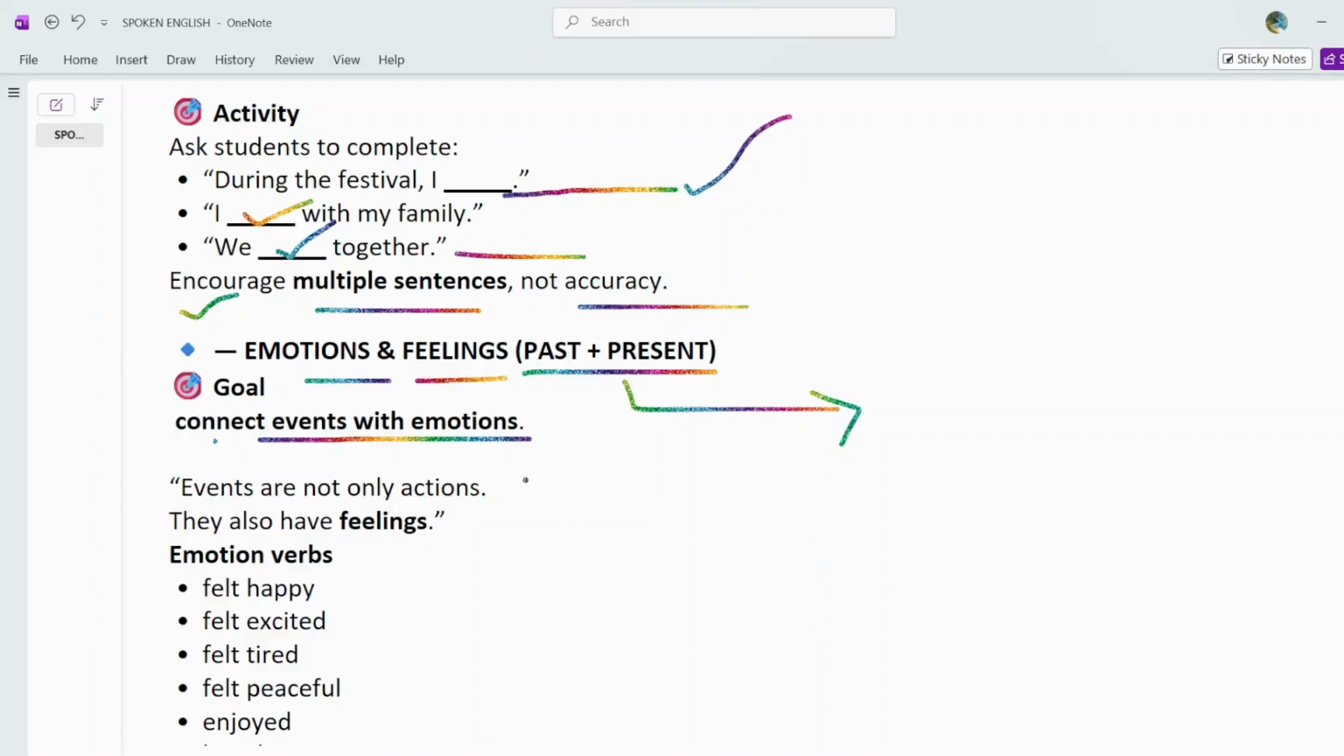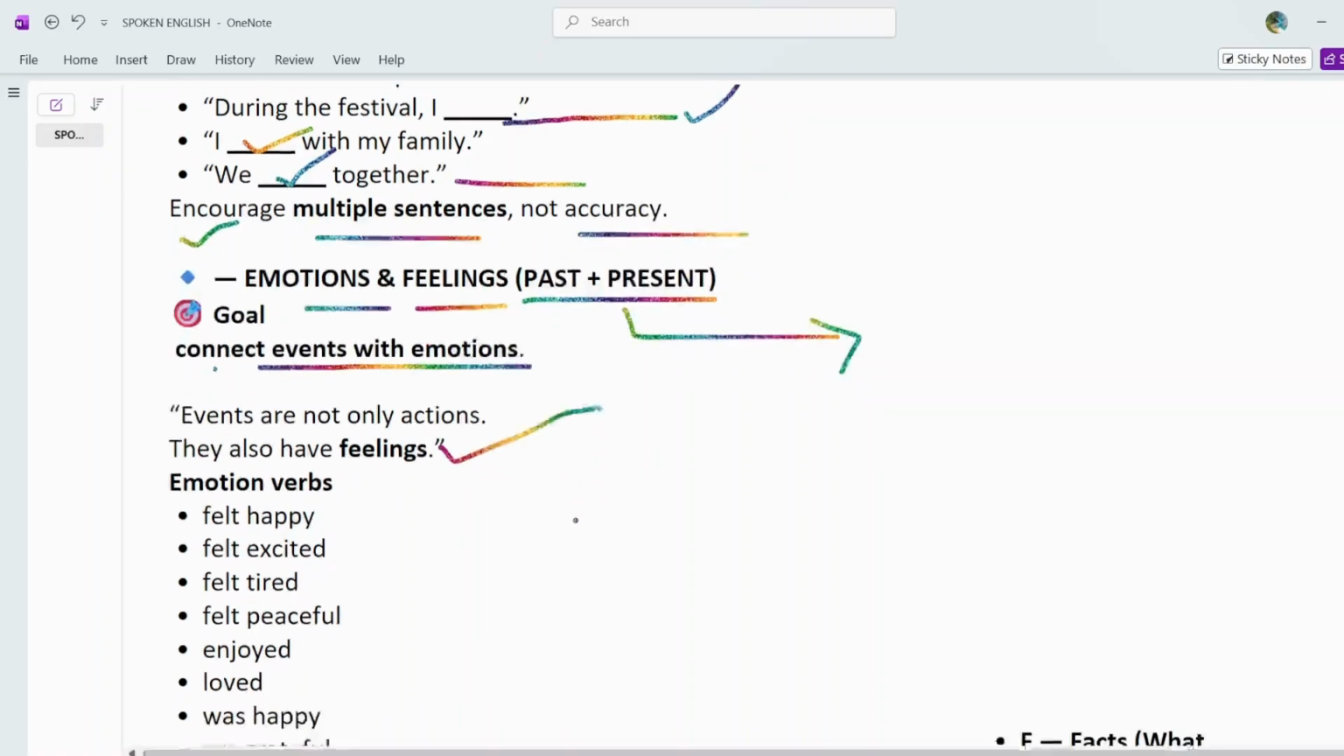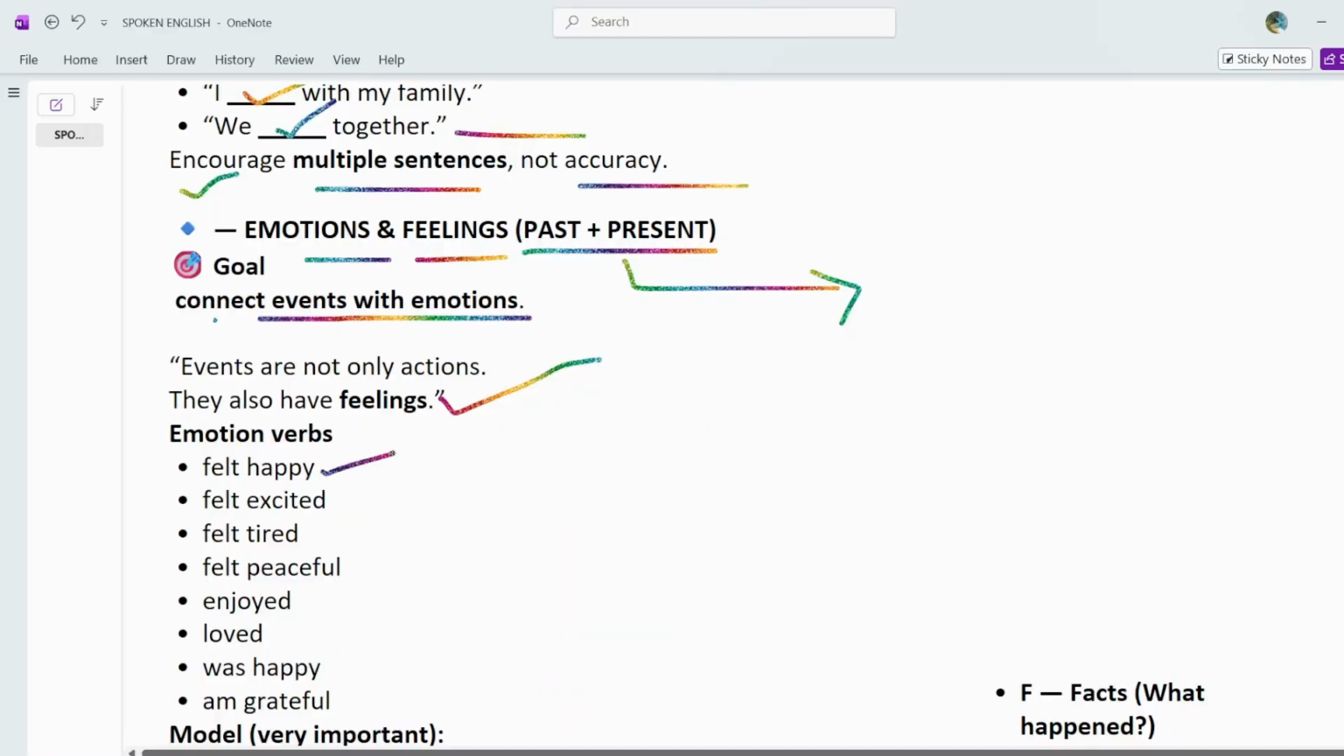Now, let's look at certain emotions and feelings to use when you are talking about festivals or any kind of event that has happened in your life and is directly connected to your life. All right. So let's look at it. Events are not only actions, they also have feelings. That is felt happy. Correct? Felt happy, because feelings make your English more human.